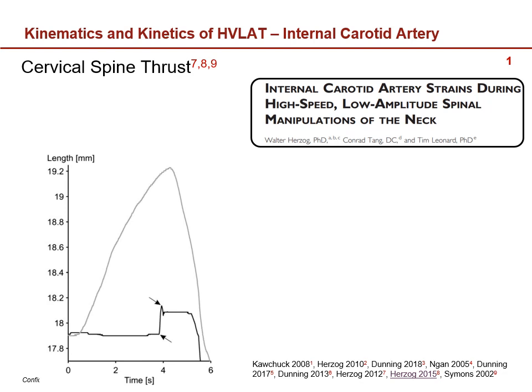This demonstrates very similar to what we saw with the vertebral artery. On the y-axis, you have the length and the change of the internal carotid artery, and then on the x-axis, you have time. The gray line represents the ranges of motion that the necks were taken through, and the black line represents the spinal manipulative technique and the relative strain there.